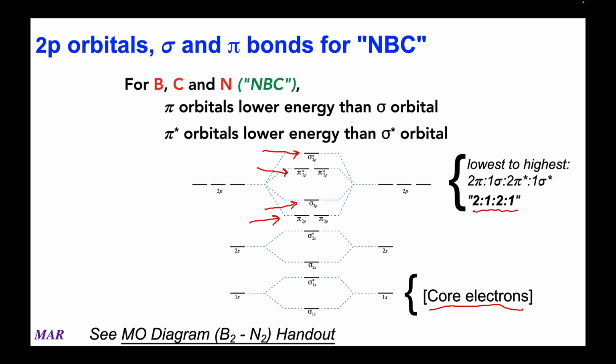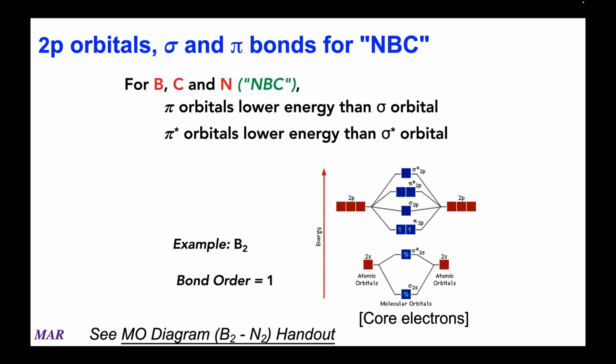So for example, boron's atomic electron configuration is 1s2, 2s2, 2p1, but you could write that as helium in square brackets, 2s2, 2p1. If you write for molecular orbitals core or core electrons, that represents the 1s interactions, and I'll show you some examples of that here in a little bit. This is for NBC, but there's also oxygen, fluorine, and neon. So those three have a different thing, and I'll show you that example in a little bit.